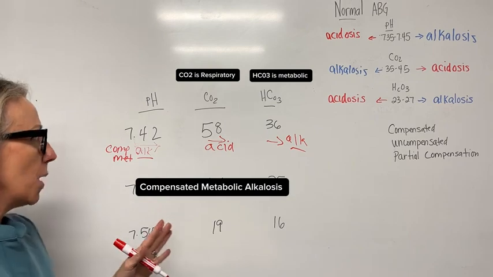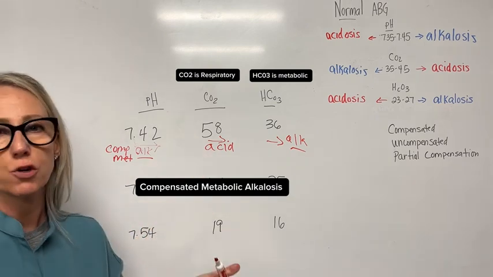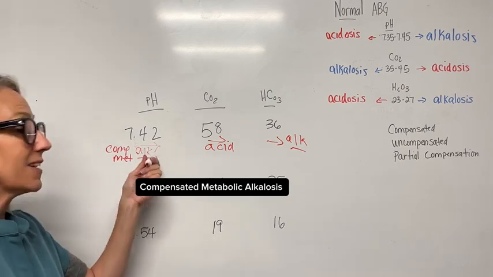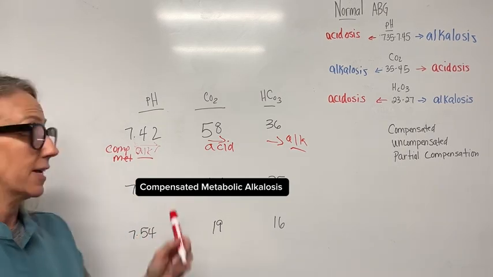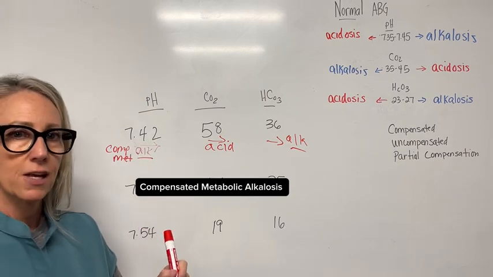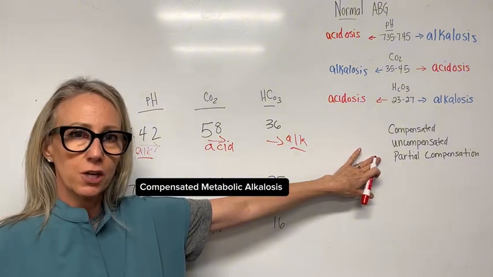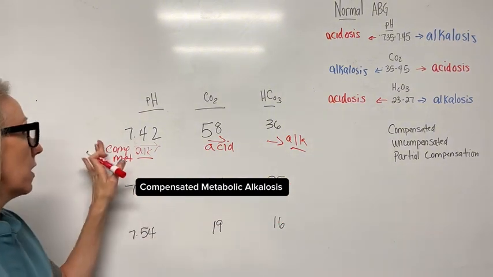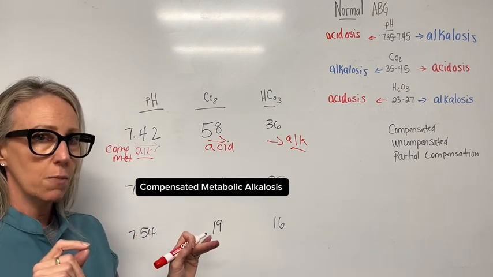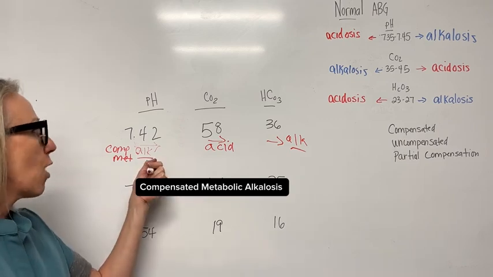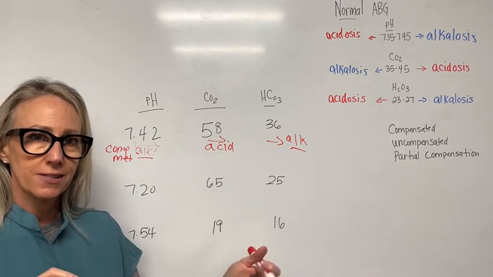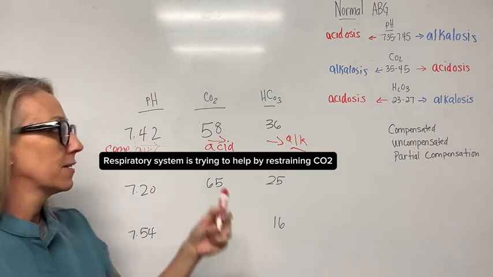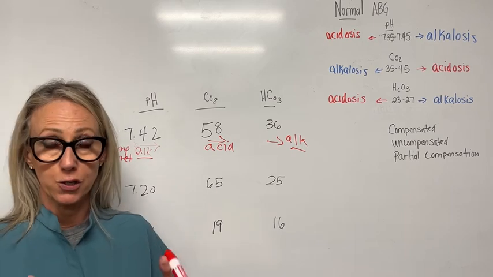Now, since it's compensating, we know our CO2 is helping out. So it doesn't count being partially compensated, because if it's already fully compensated, our pH is within normal limits. So when partial compensation comes into play, it's only when the pH is out of normal limits. So this is a fully compensated metabolic alkalosis. Our respiratory system is in an acidotic state, trying to get that pH back into normal limits.